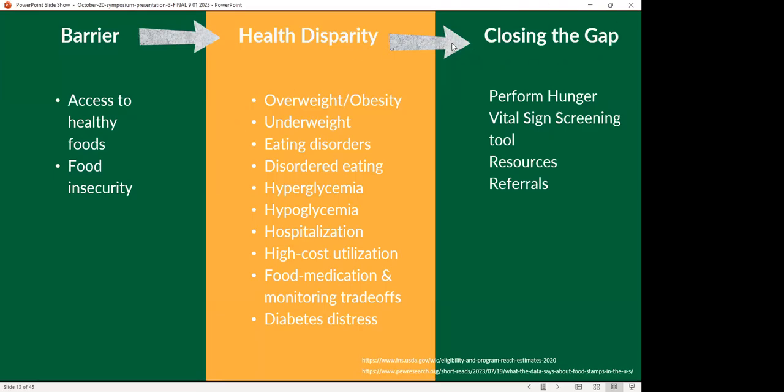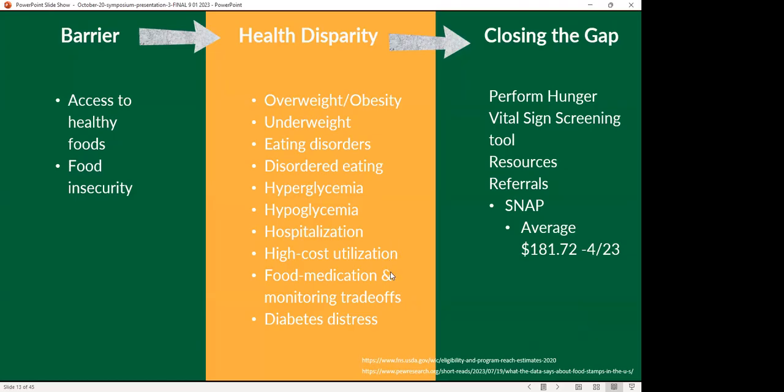So how do we close the gap? First of all, we need to identify if there is food insecurity, and we can do this by using the Hunger Vital Sign screening tool. And then we need to have the resources available so that we can make referrals. And let me show you how to do that if you're not familiar with these resources.